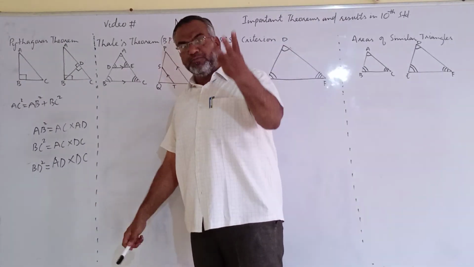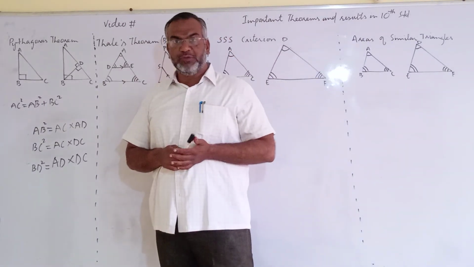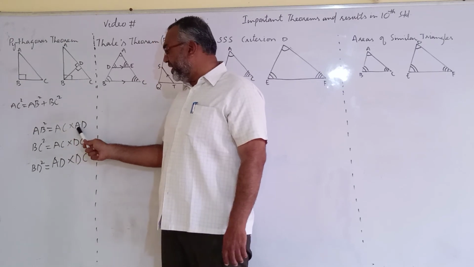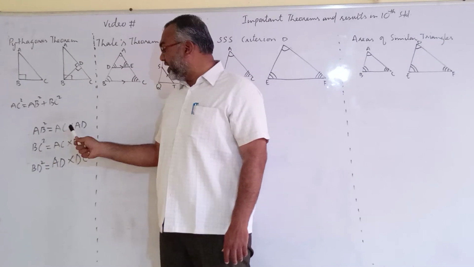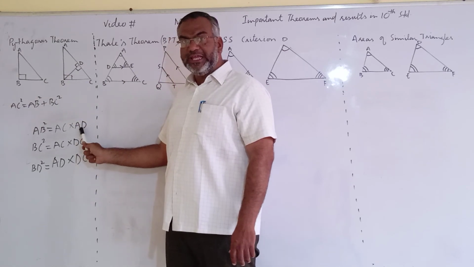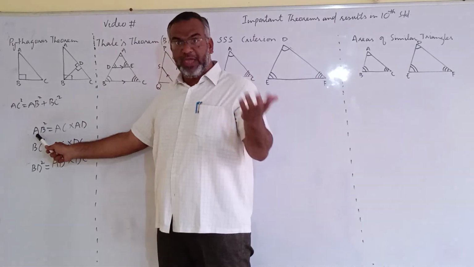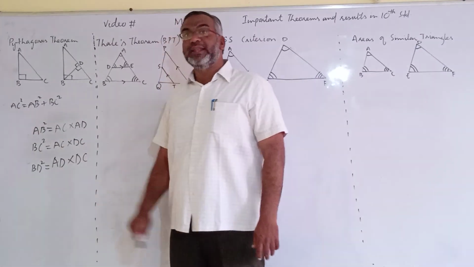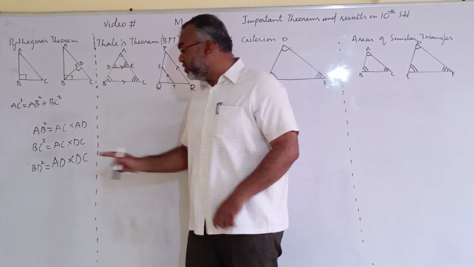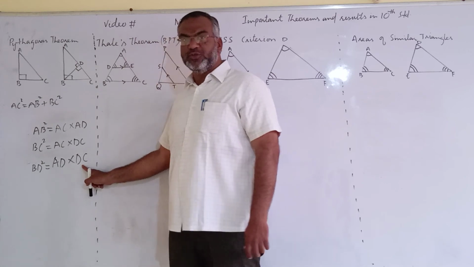These are again three important results related to Pythagoras theorem, based on which a question may come in the exam. For example, in examination they give you the length of AD and AB, such a figure will be given, with the length of AD, some 2 cm, 3 cm, and the length of AB, and they ask you to find the length of AC. This result will be useful. Or they give you BD and AD and ask you to find DC. You can use this result.